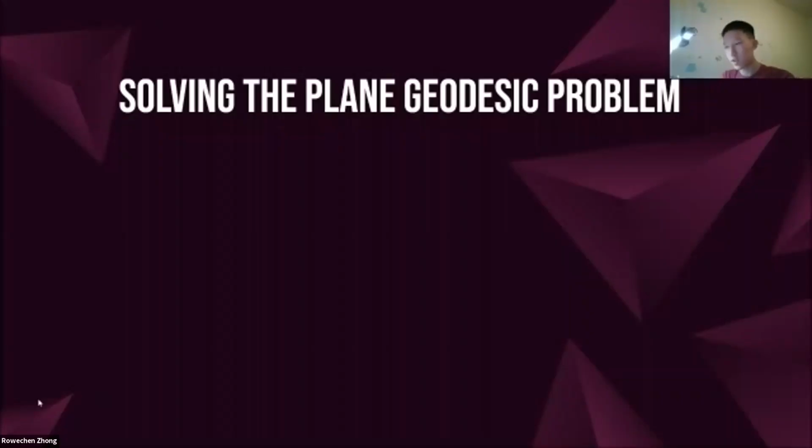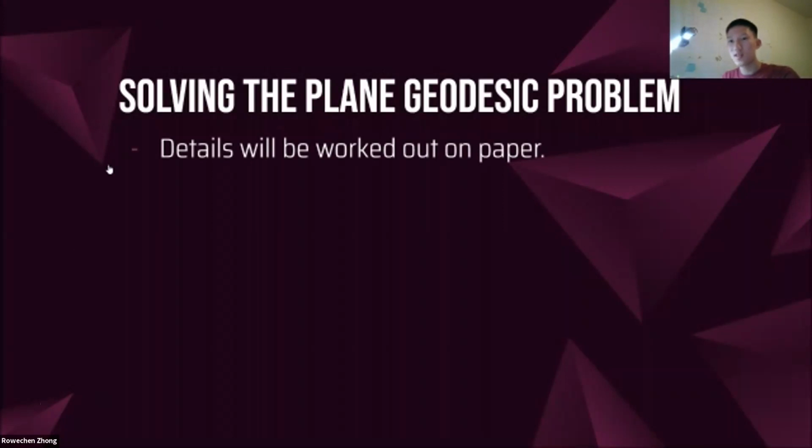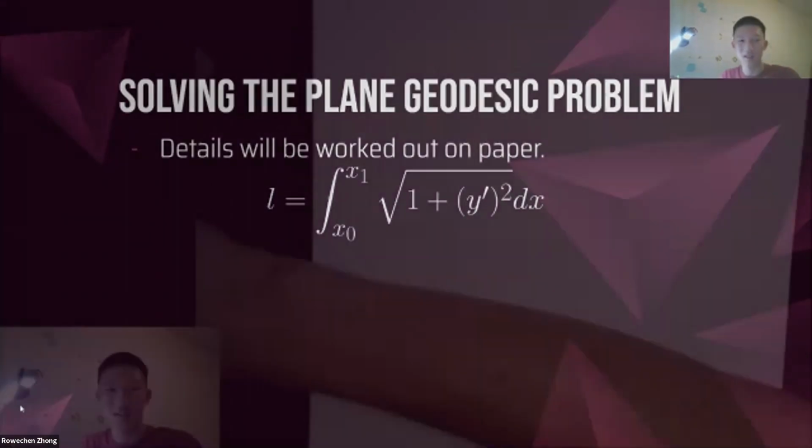What is a plane geodesic? A plane geodesic is the shortest possible curve between 2 points on a plane. And that's exactly what we're trying to find: the shortest possible path between any 2 points on a plane. Then we'll solve the question. So how do we do that? The details will be worked out on paper. Why didn't I put them on a slide? I don't want to do this right now. All right, let's do this.